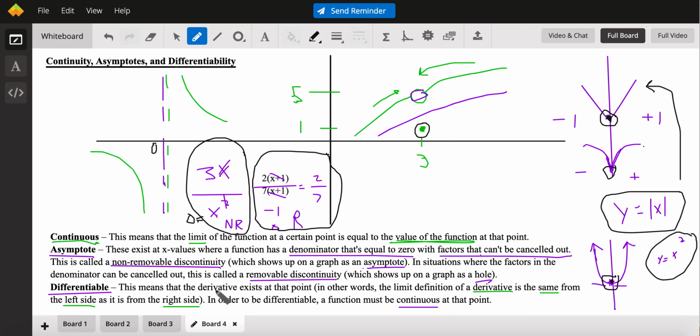So your derivative exists if it's the same on the left side as it is on the right side, kind of like your limit exists, right? The derivative has a limit definition. It's got to be the same on the left side of a point as it is on the right in order to be differentiable, as well as it must be continuous at the point. So all that checks out.